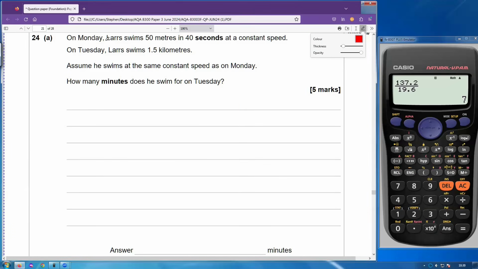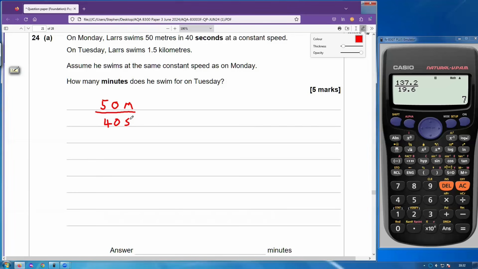On Monday, Lars swims 50 meters in 40 seconds at a constant speed. On Tuesday, Lars swims 1.5 kilometers. Assume he swims at the same constant speed as on Monday. How many minutes does he swim for on Tuesday? Minutes is what we want. Okay, I'm going to find the number of seconds it takes him to swim a meter. 50 meters in 40 seconds.